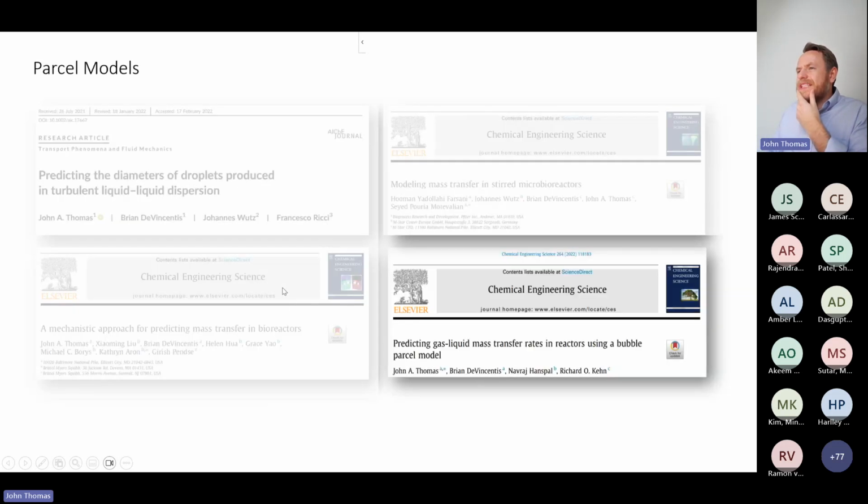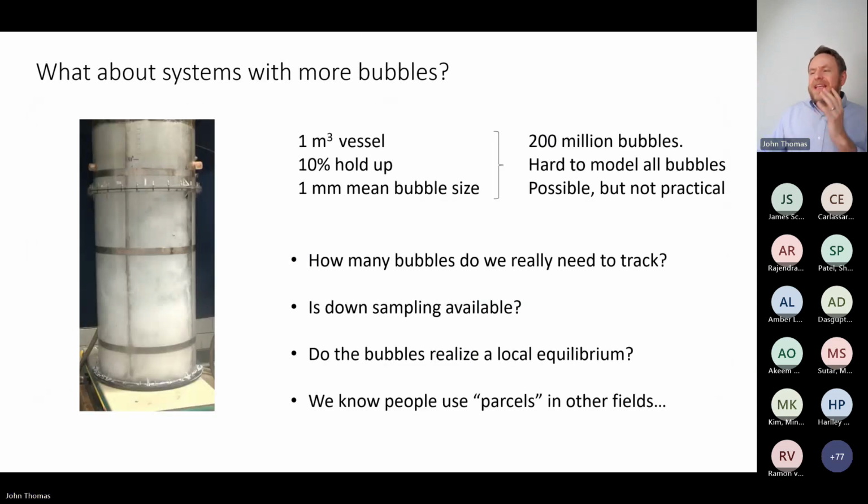Okay, so let's think about this. We've been kind of moving along this train here. We talked about the two fluid models. We talked about these discrete ones. Let's talk about this other idea, kind of a parcel, and how we can scale this up one more time to yet even larger KLAs and larger vessels. Here's the logic. Here's the logic.